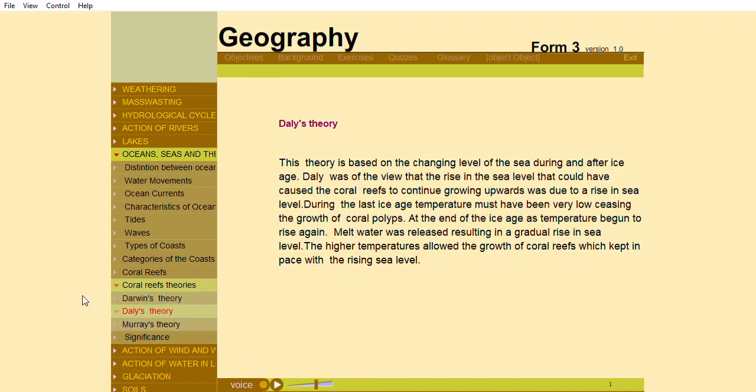Daly's theory. Daly's theory, also known as glacial control theory. This theory is based on the changing level of the sea during and after the Ice Age.